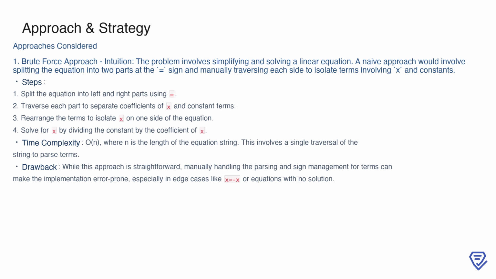To begin solving this problem, we first considered the brute force approach. The idea here is straightforward: break the equation into two parts at the equals sign, then manually parse each side to separate terms involving x from the constant terms. After rearranging the terms to isolate x on one side, we can solve for x by dividing the constant by the coefficient of x. This approach has a time complexity of O(n), where n is the length of the equation string, as we only need a single traversal to parse the terms.